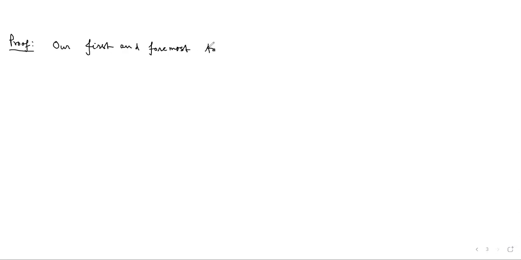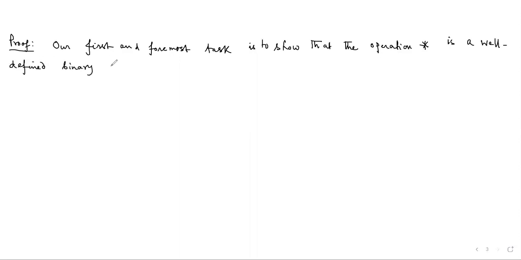Our first and foremost task is to show that the operation that has been defined in the previous page is a well-defined binary operation. If we can show that it is a well-defined binary operation, then automatically the closure property of the group will be satisfied. So first of all, I'm going to show that it is a binary operation.